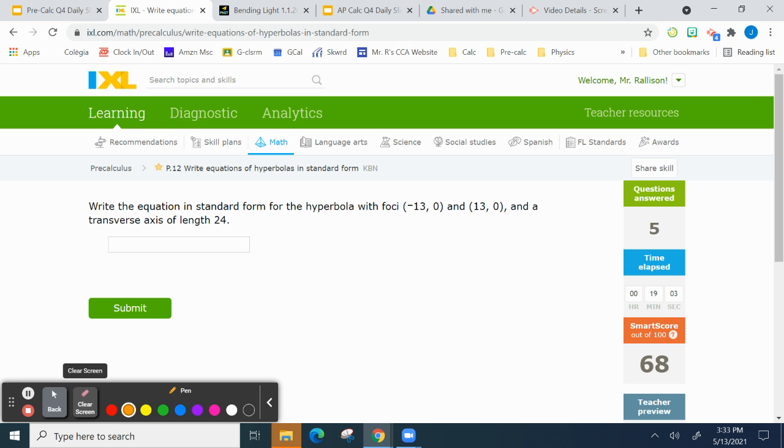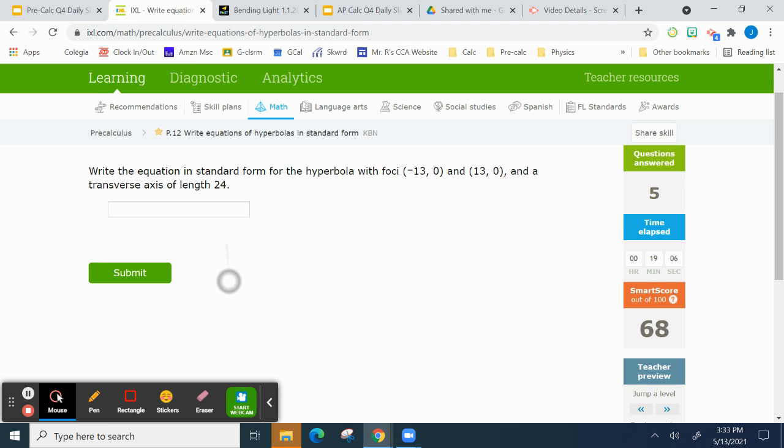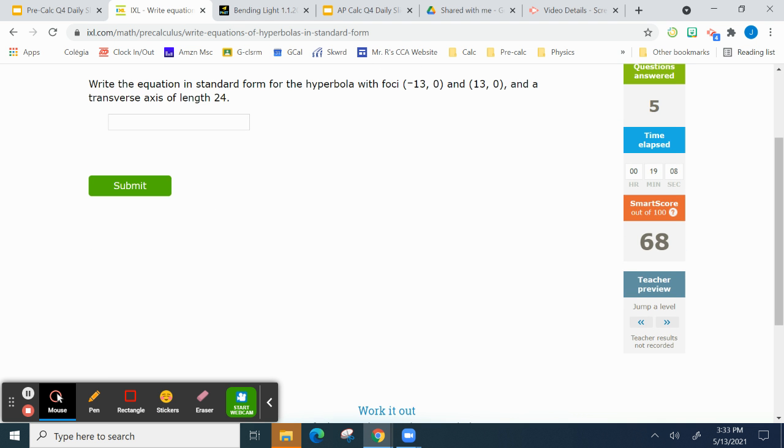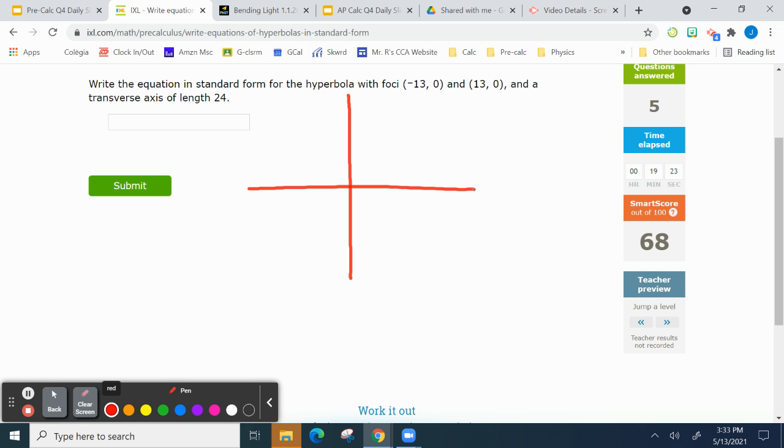All right, so here we're getting up there. Write the equation in standard form for a hyperbola with foci. So now we are going to have to remember transverse. That's the word I couldn't remember before. So now we're going to have to remember how the foci fit into this picture. So we'll start with this, and we're just going to drop those foci on the graph.